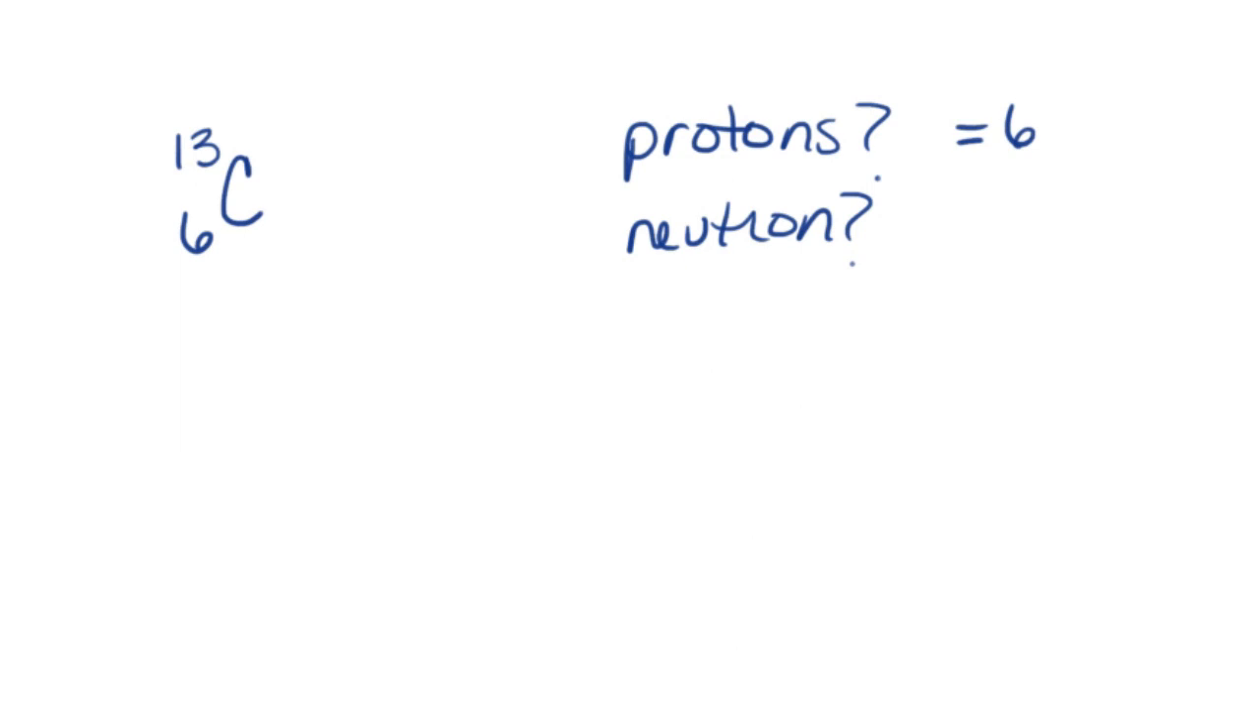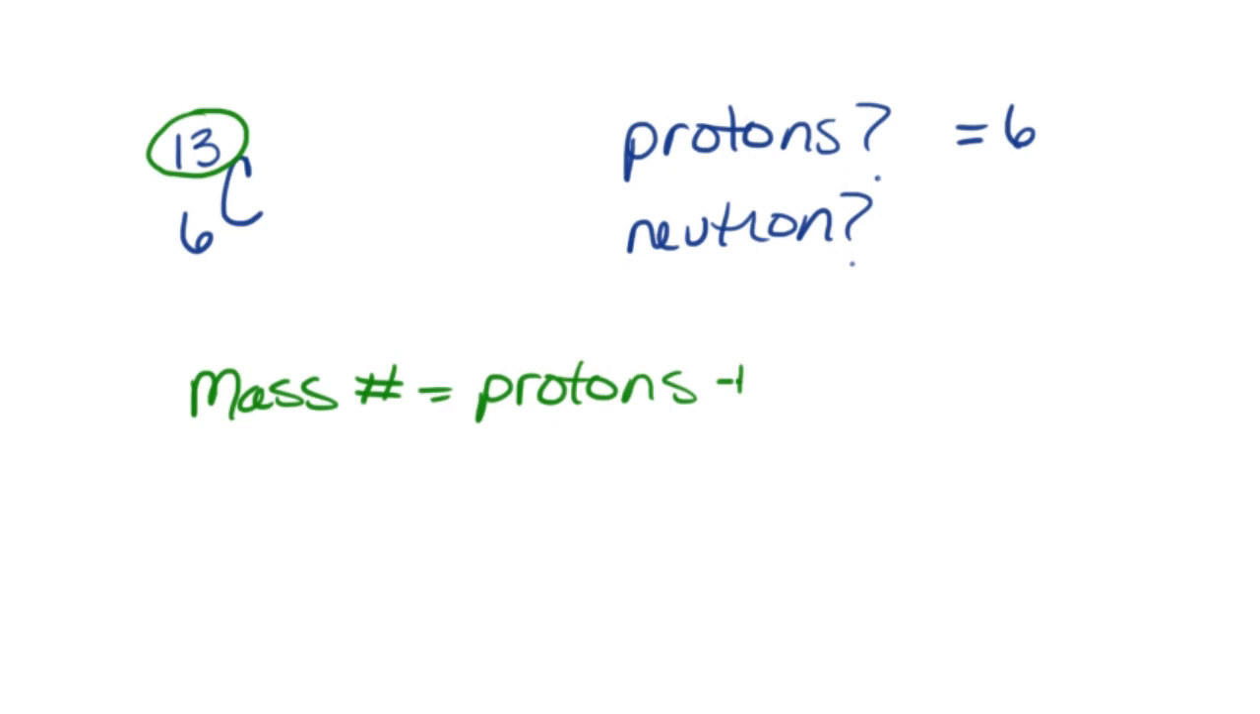Now I'm going to move on to figuring out the number of neutrons. To get the number of neutrons, I would definitely need to look at that mass number. If I look up here at my mass number, remember that the mass number is equal to the number of protons plus the number of neutrons.